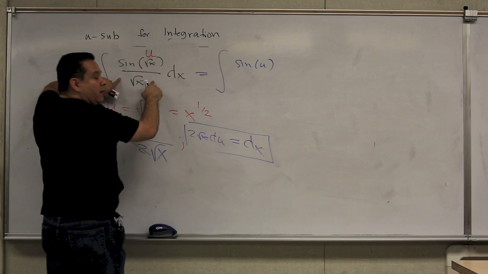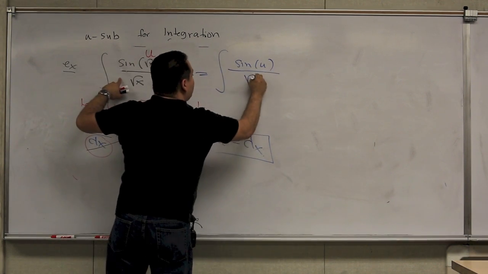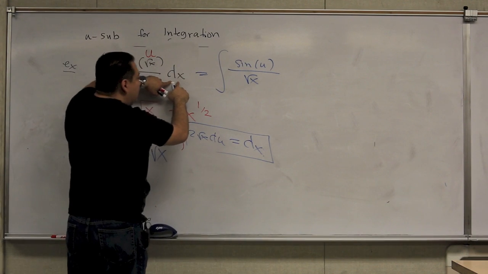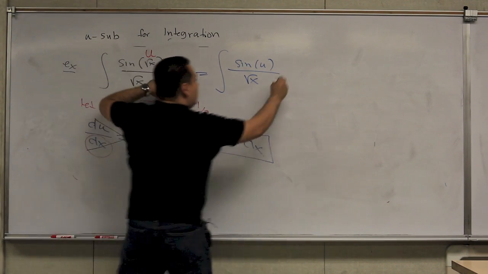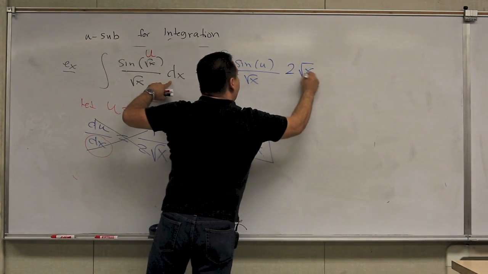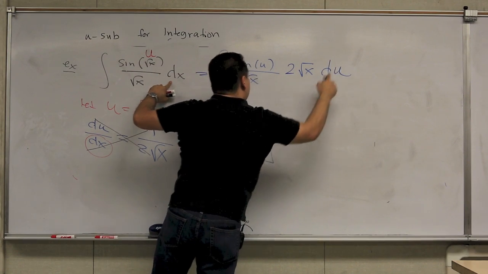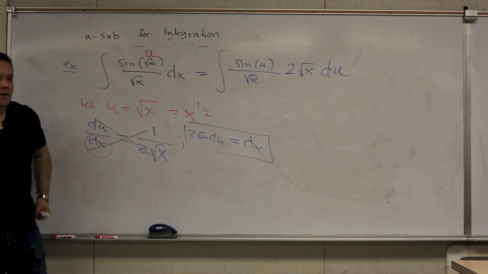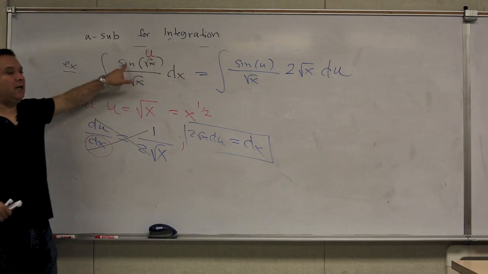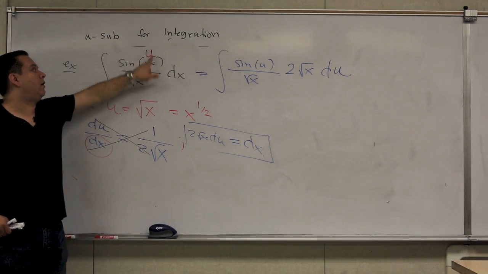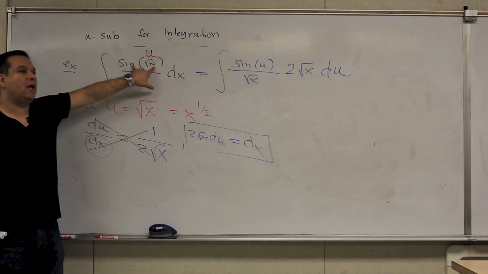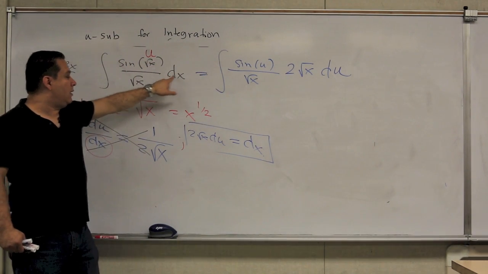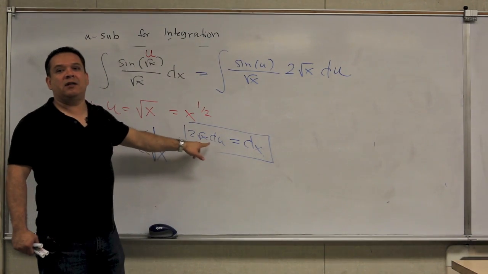And then what's down here? I'm dividing by the square root of x. Is that true? And then what is dx? That is 2 square root of x du. Okay? Take a look. All I did was substitute u here for that square root of x inside the sine. I kept this as square root of x, and my dx now is actually 2 square root of x du.